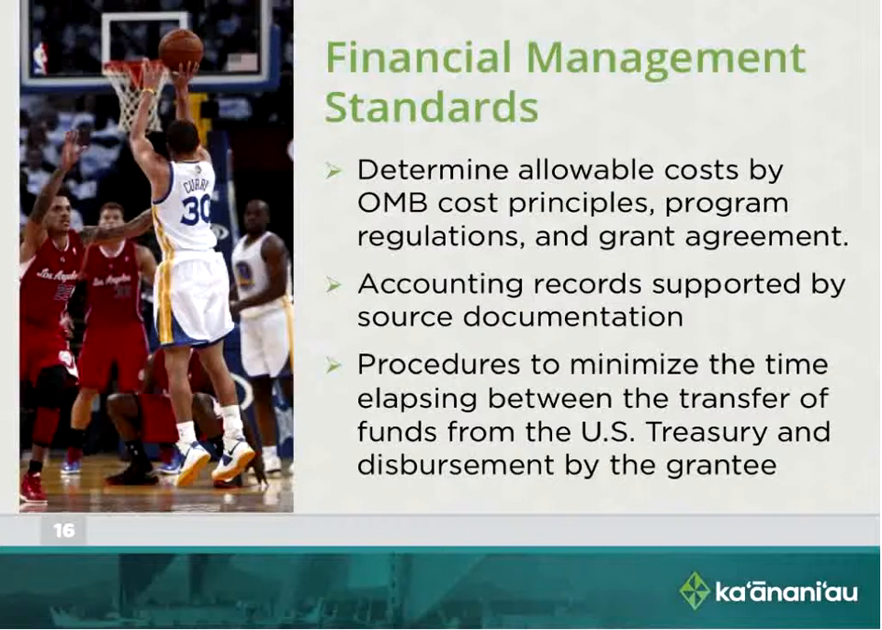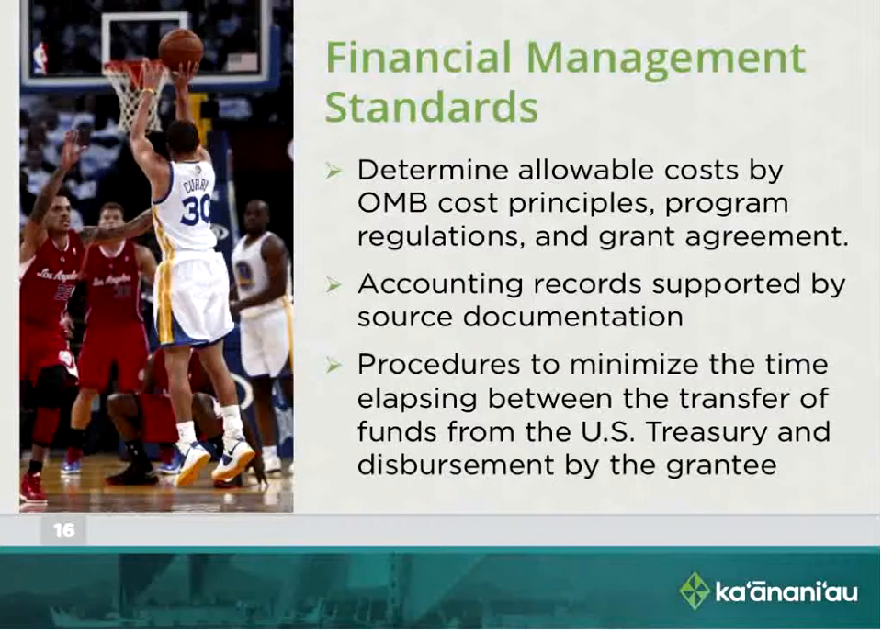Then the last one is that you have to have procedures to minimize the time between when you receive funds from Federal Treasury and when you disperse those funds. And what that time period is, because if you're getting A&A funds and you're getting them in advance, you're getting it through the Division of Payment Management. And so you have 3 days between receipt and disbursement.